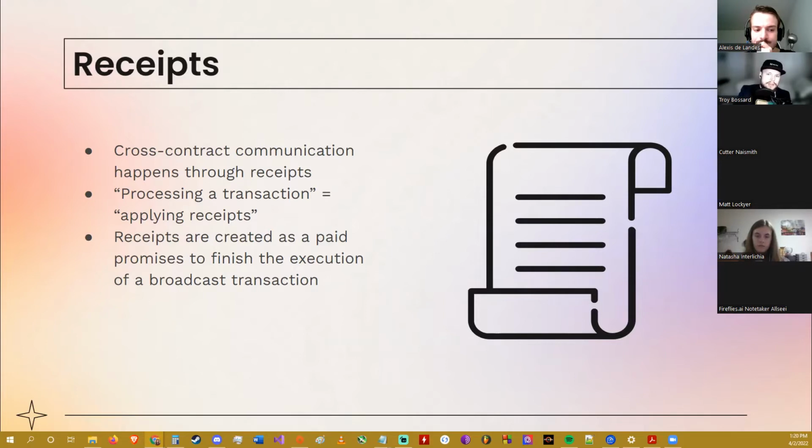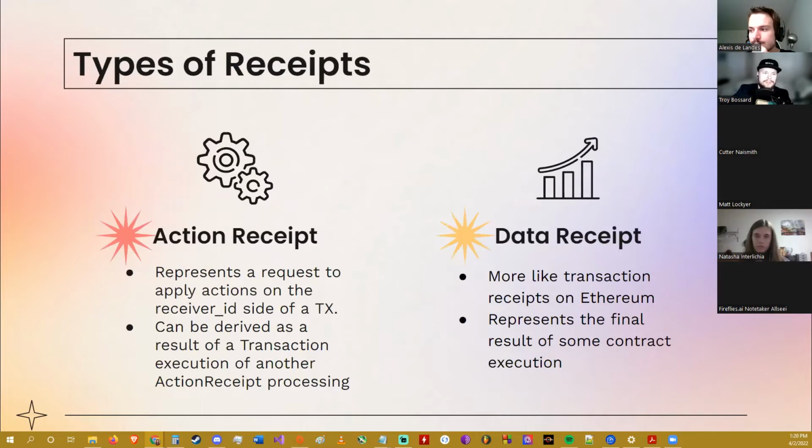So basically, receipts are created as paid promises to finish the execution of a broadcast transaction. Now, when I say that, I'm actually specifically referring to action receipts, which are one of the two main types of receipts on Near protocol. The action receipts represent a request to apply actions on the receiver side of a transaction, and they can be derived as a result of a transaction execution or of another action receipt processing as well. So action receipts can generate more action receipts, and so on and so forth, until the complete execution of a transaction, at which point a data receipt is generated.